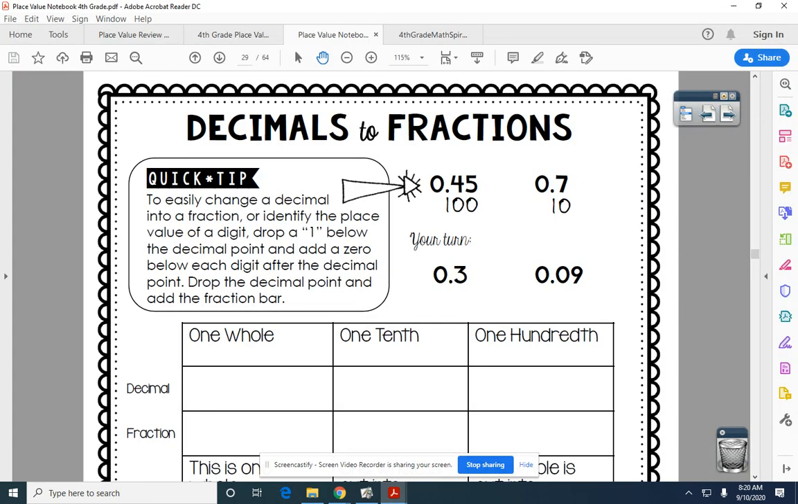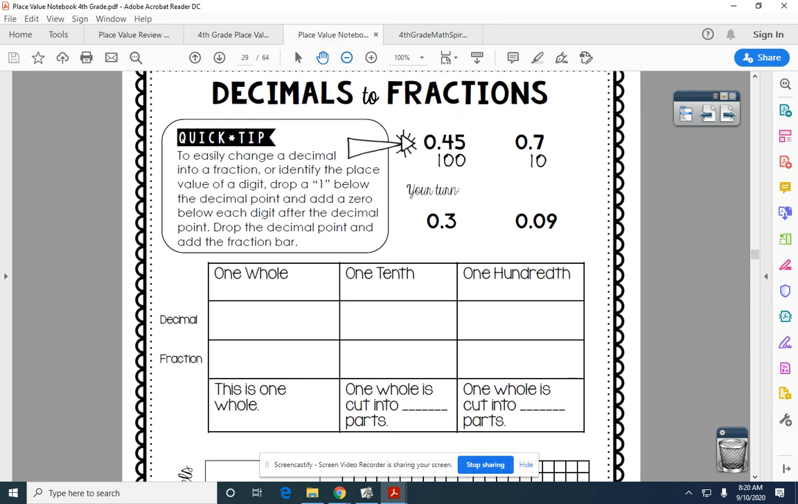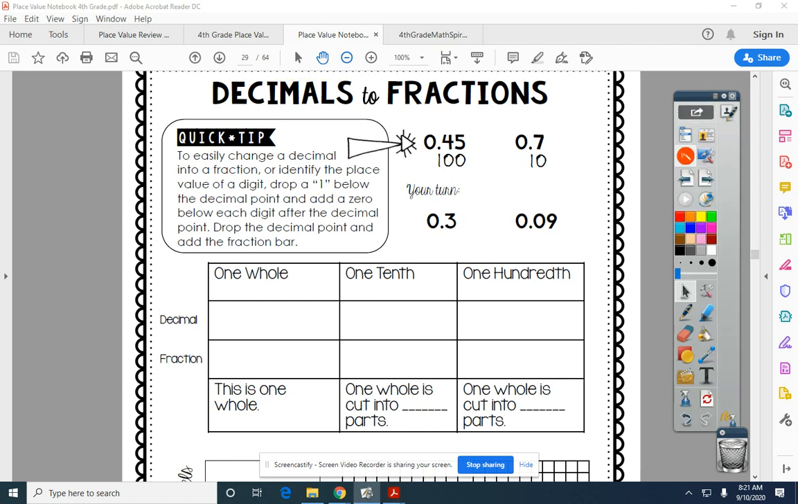Okay, here we are on decimals to fractions today. If you know your decimal place value, this is really easy. So, if you're looking at this first one they have right here, 0.45. How do you say that in word form? It's 45 what? 45 hundredths, right?